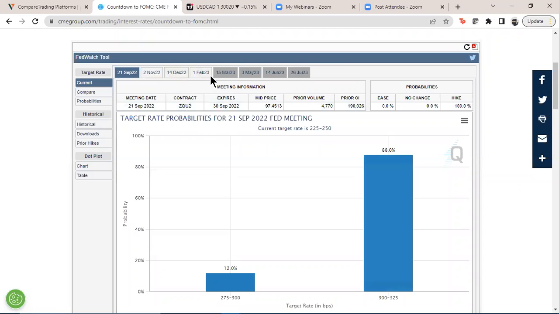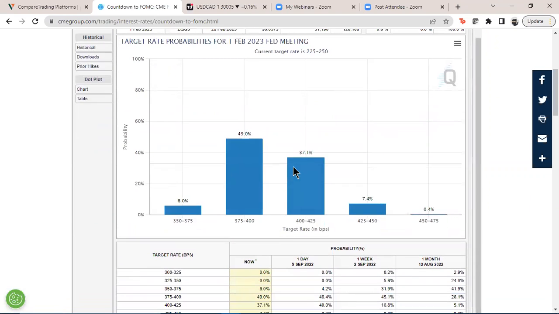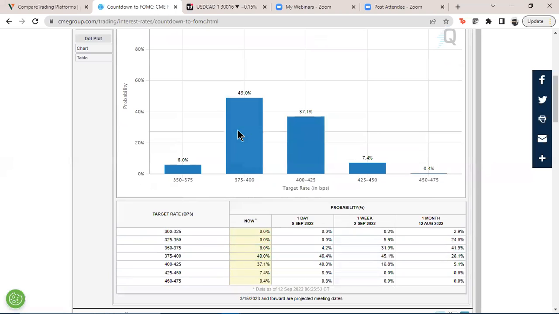Just worth looking further out at the terminal rate, the end rate for Fed funds, to show you how much higher we've gone. We backed off with the Fed pivot talk in the summer months, and now we're getting towards the 4% level. This is the 4% to 4.25% range, and you can see the chances of that have increased.